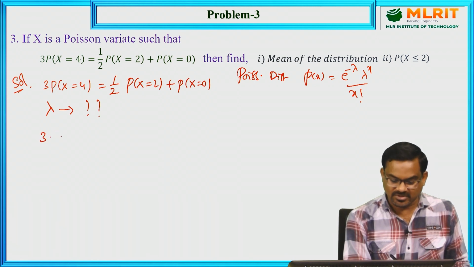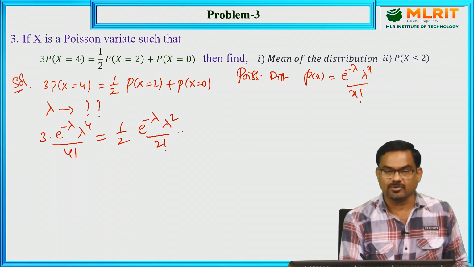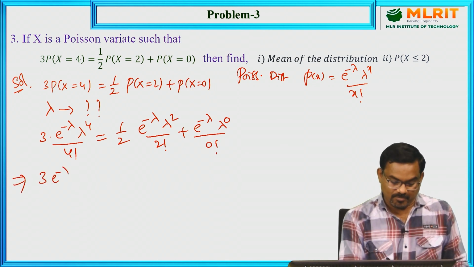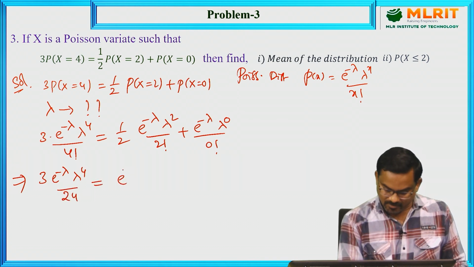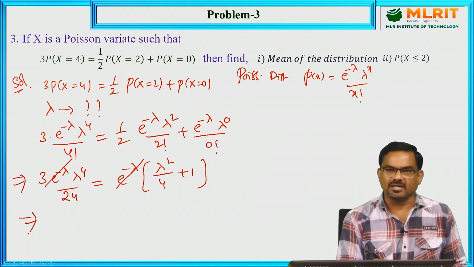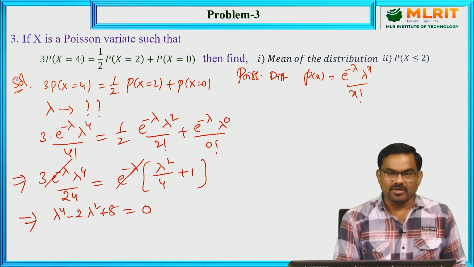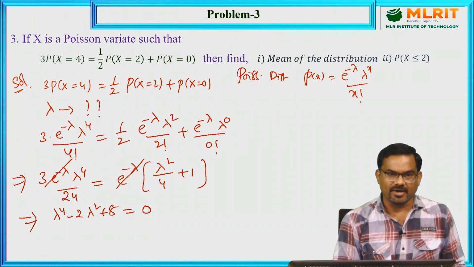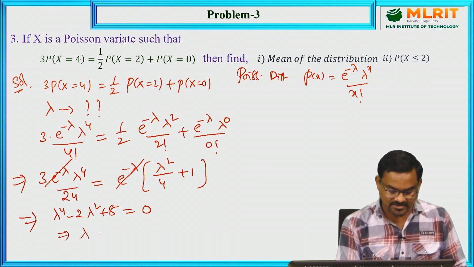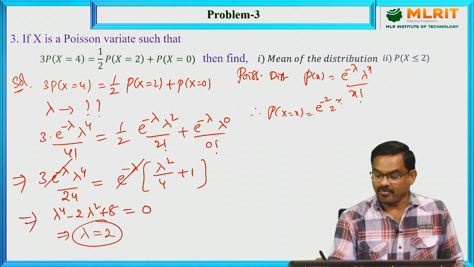3 times the probability of 4 successes, e power minus lambda, lambda power 4 by 4 factorial, is half into e power minus lambda, lambda square by 2 factorial plus e power minus lambda into lambda power 0 by 0 factorial. So here 3 times e power minus lambda, lambda power 4 by 24, and e power minus lambda is common, so lambda square by 4 plus 1. These get cancelled, and we will get a polynomial equation in terms of lambda. By simplifying, we will get this 4th degree polynomial equation, and by solving it, we will get lambda equal to 2. Therefore, the probability of x successes is e power minus 2, 2 power x by x factorial.